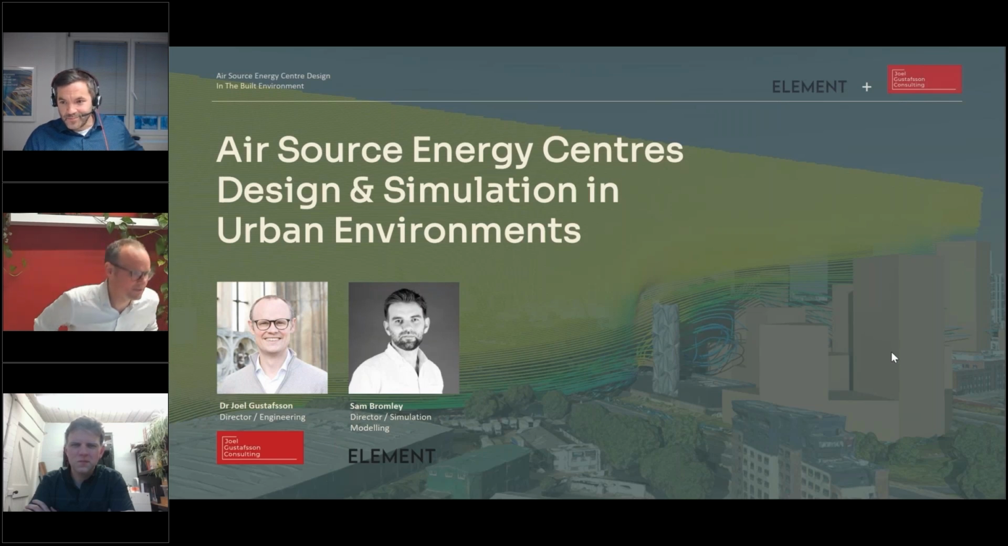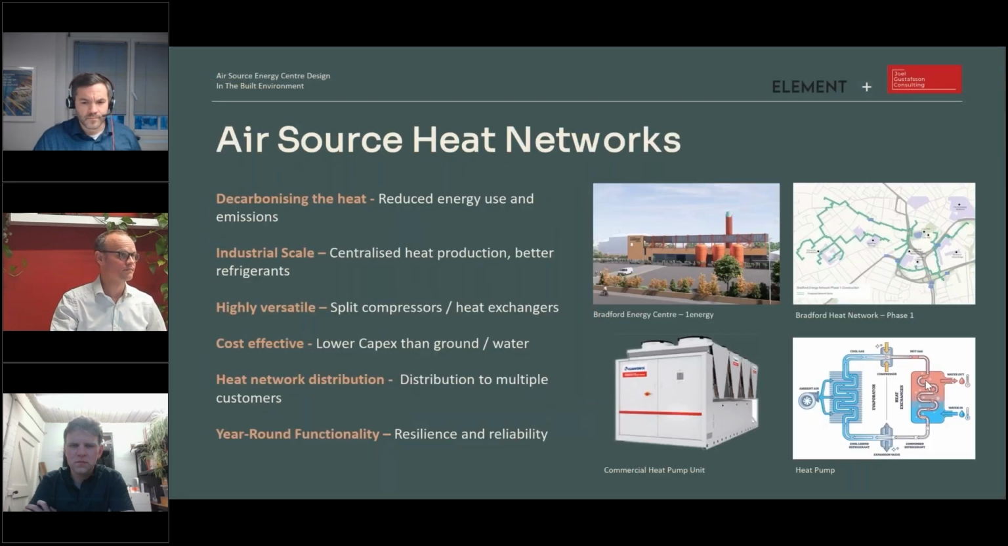So thank you for the introduction, David. I'll jump straight in. Really what we're trying to do with SimScale is to understand the challenges around incorporating large air source heat pumps within urban environments. Firstly, a little bit of context. This is specifically UK context, for everyone to understand.